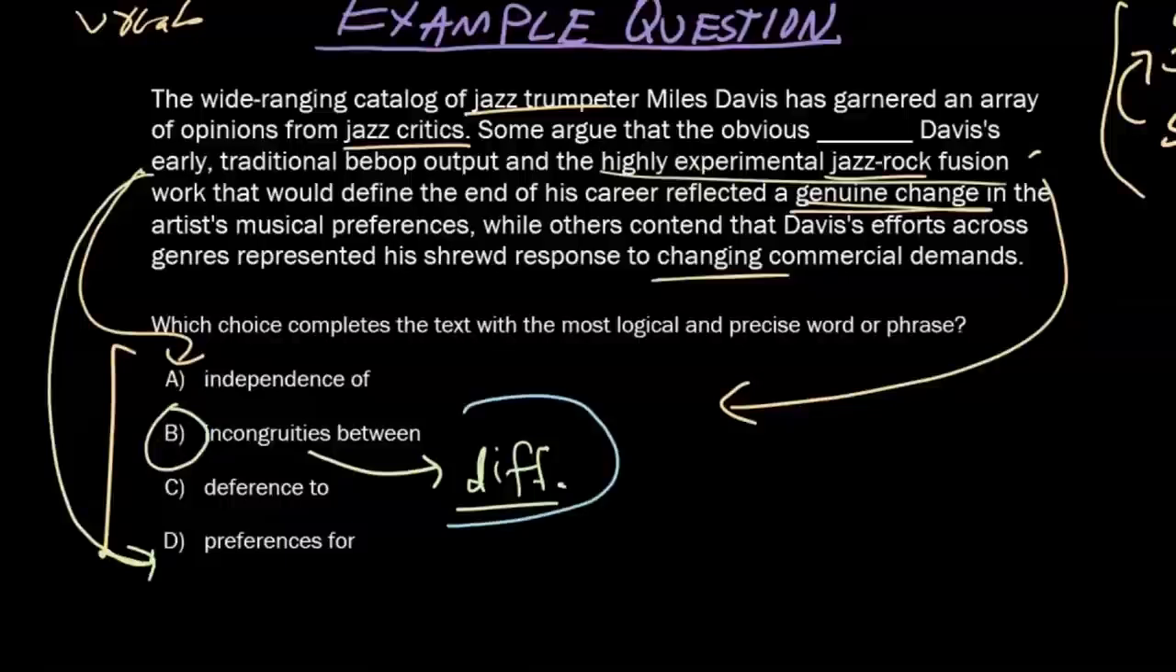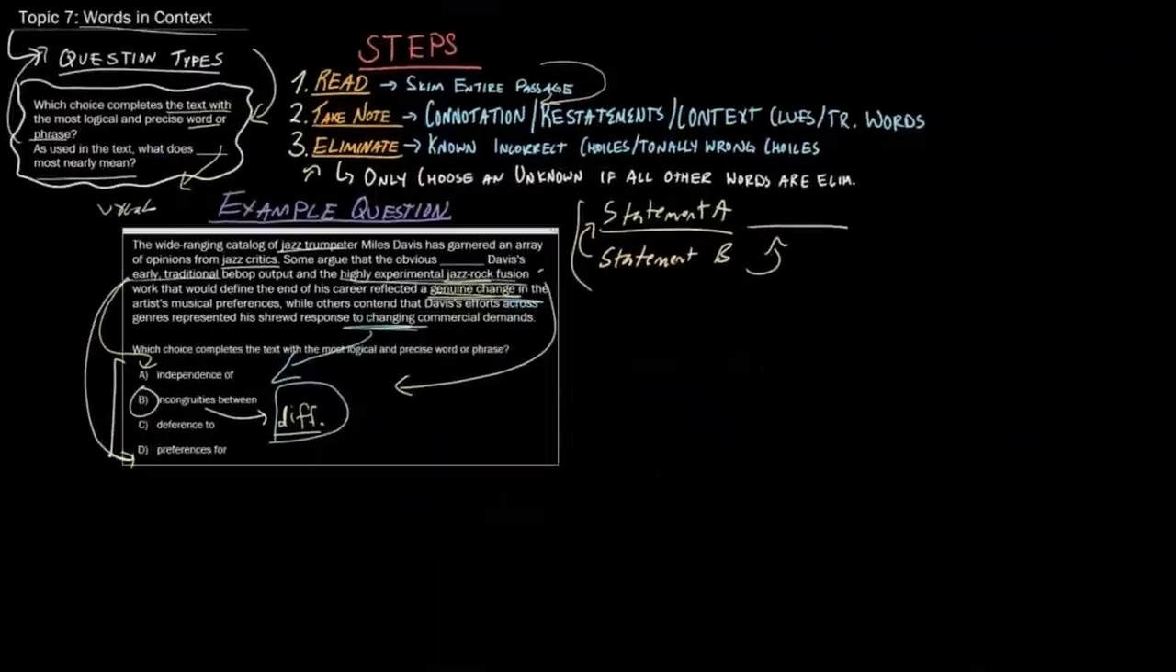But even if you didn't know this, see, we were able to figure that out. Now, incongruities makes sense. Incongruities means a difference. It means a change, something like that, some sort of difference between two things. Here we're comparing this and we're comparing this. Okay, and we have a genuine change, another change, right? So what we're trying to look for here is a word that involves some change. And that's how you solve words in context.